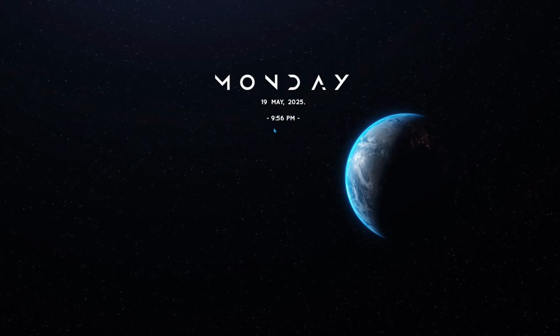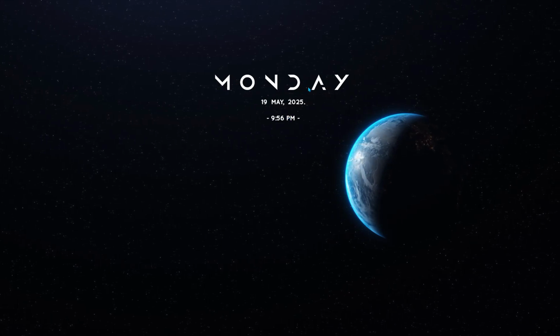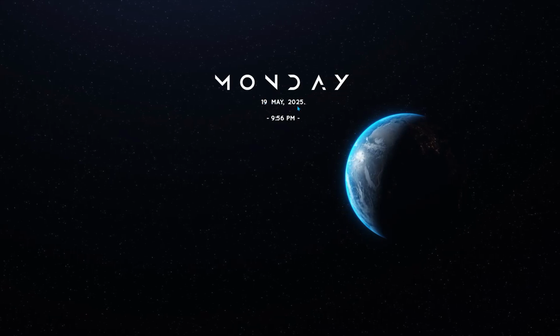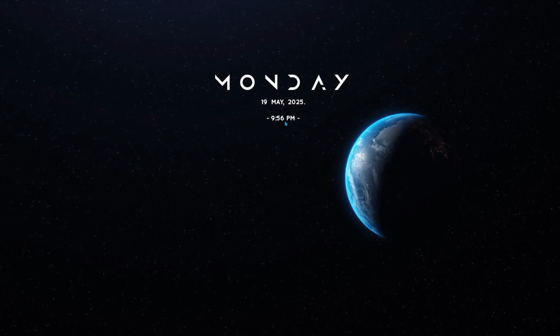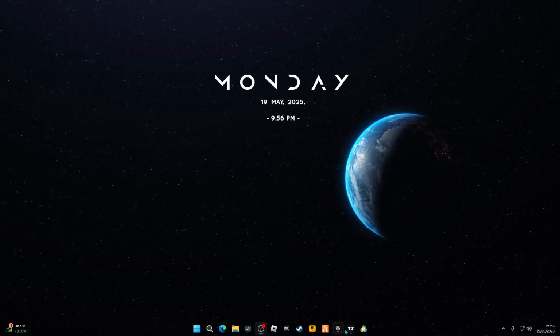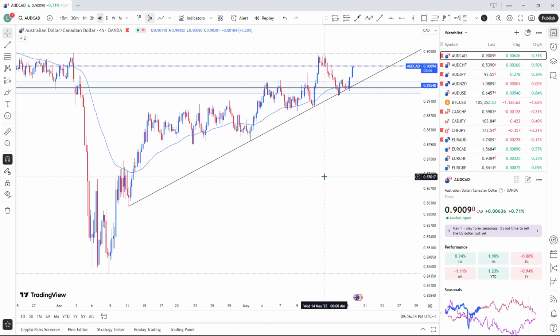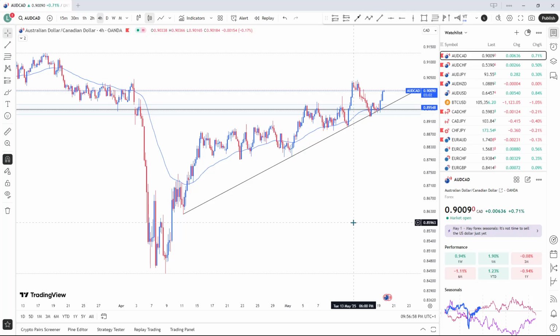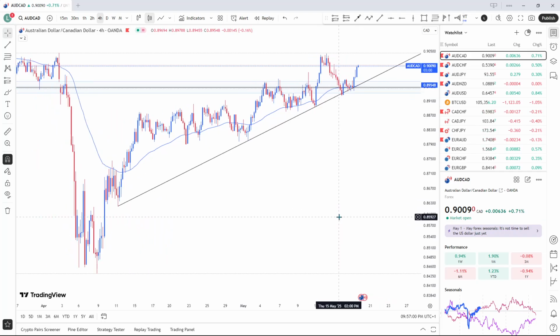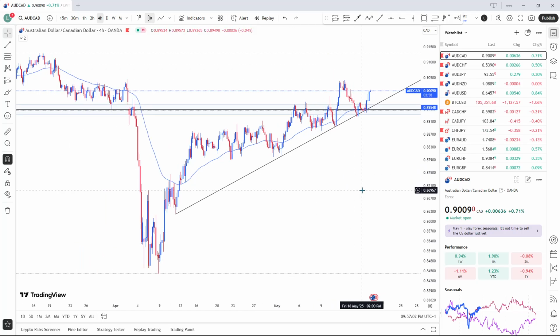So basically, the markets have literally just closed. Well, will be closing in 4 minutes. It's currently Monday, the 19th of May, 2025, and the time is 9:56 p.m. UK time. So if you pull up the charts, let's have a little look on how it's been moving today, and let's see if what we've drawn has worked from Sunday's drawings.